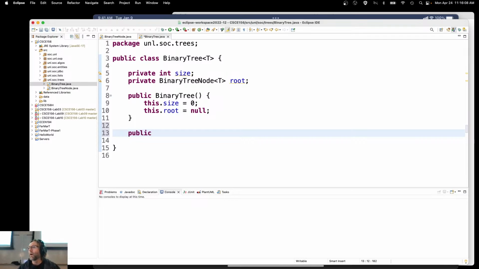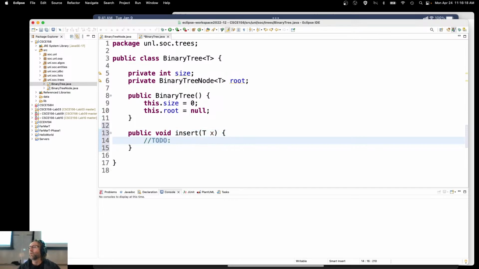Public void insert an element item. I'll just call it X. There we go. To do. There's an insert. Now, would it make sense to insert at the head or at the tail? No, it's not oriented like that. It would make sense to insert as a leaf, maybe. It would make sense to insert as new root, right?